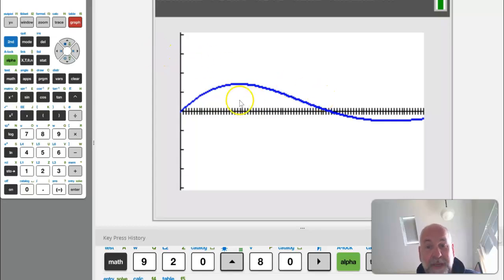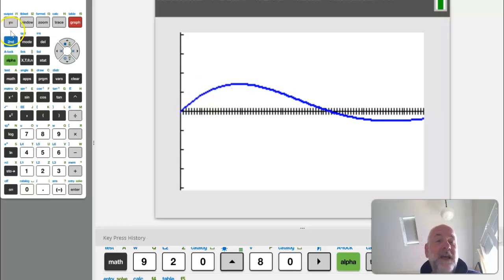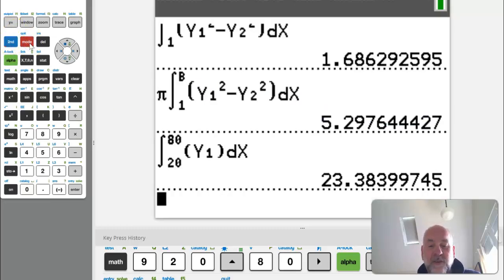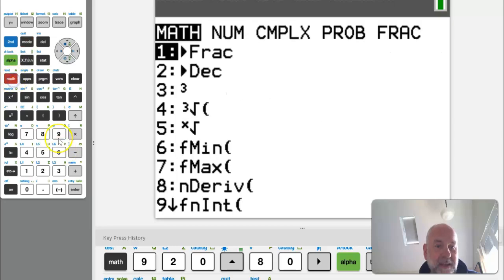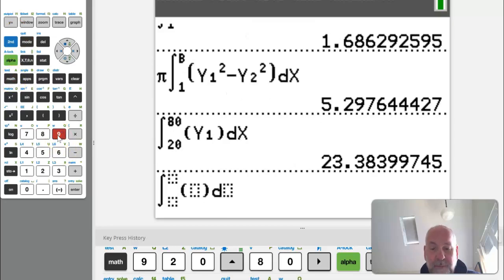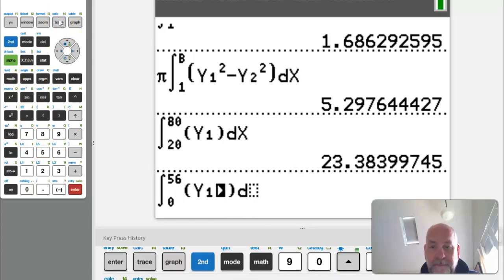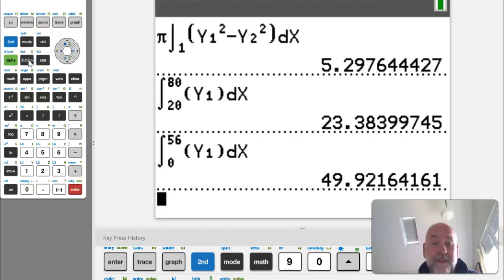I can figure this out because it's like, oh, okay, I need to count all of this positively, and I know it goes to 56, and I need to count all of this positively too. So even if I didn't know where the absolute value button was, I could just do math 9, the integral from 0 to 56 of y1 dx. Okay, and that was the positive distance.